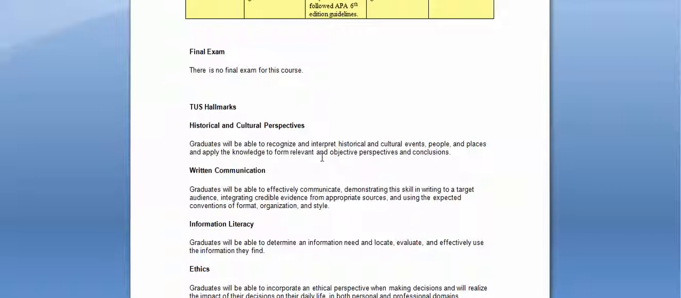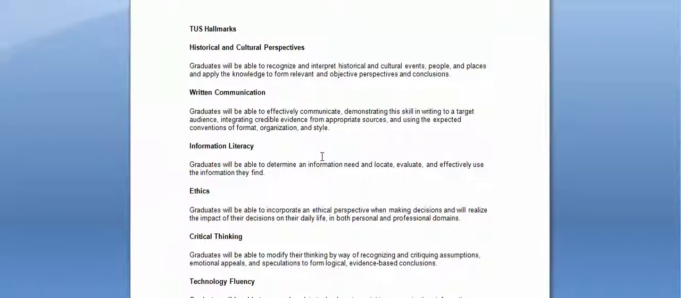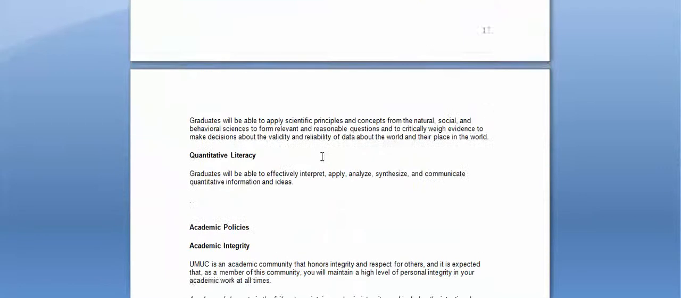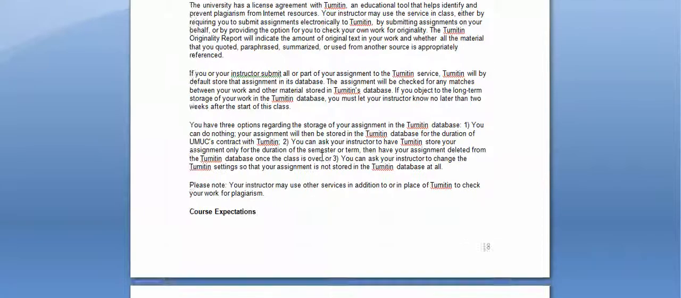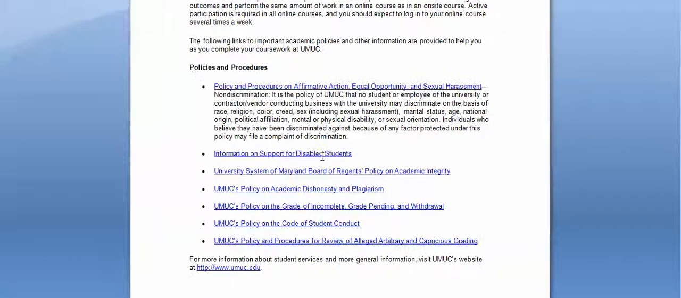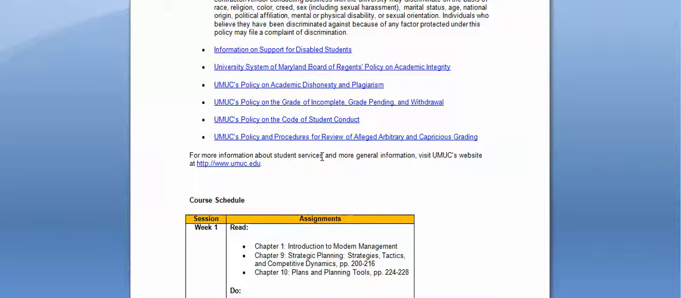There is no final exam for this course, and the hallmarks for the course and for the university itself can be found in the syllabus. Take some time, read through those. Also read through your academic policies, which focus on academic integrity and overall course expectations and policies and procedures.